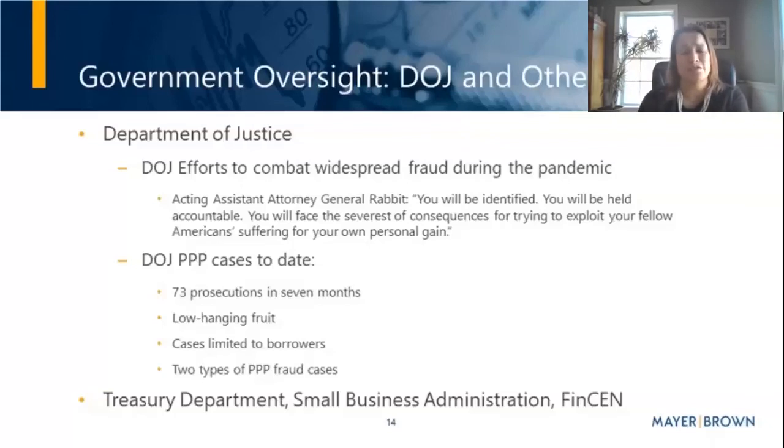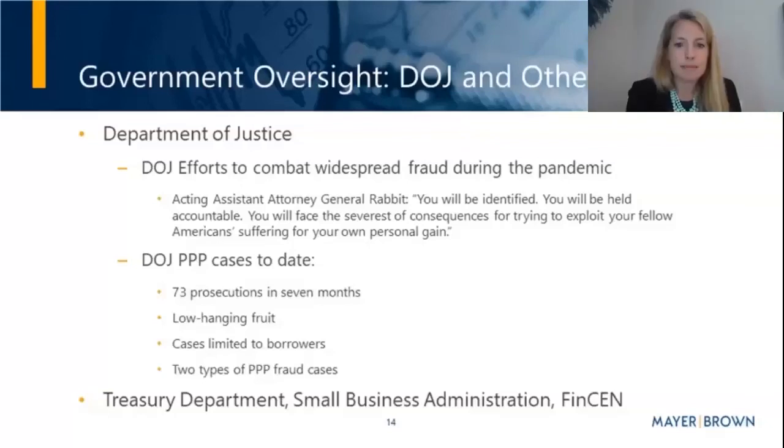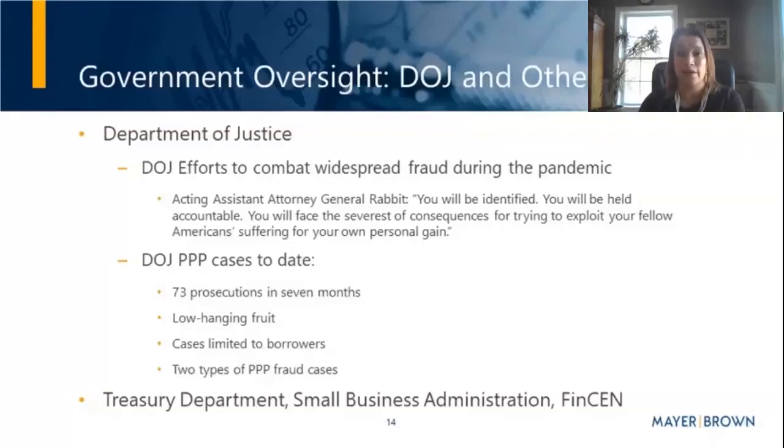Sorry, I was just going to ask you a question. Do you have a sense of where the DOJ is getting information with respect to that low-hanging fruit? Do you have a sense of whether they're getting it through SARs filed by financial institutions or other types of whistleblowing or through the SBA?